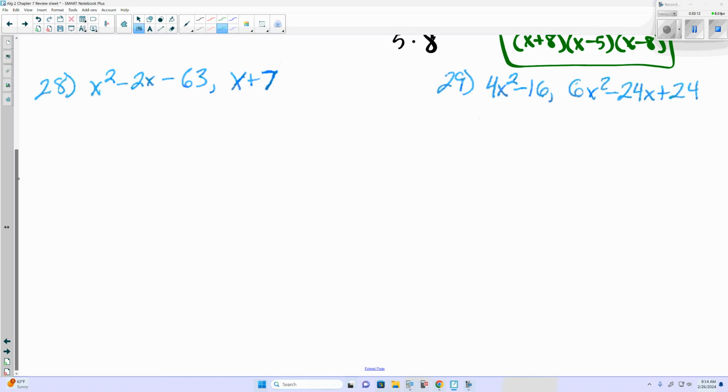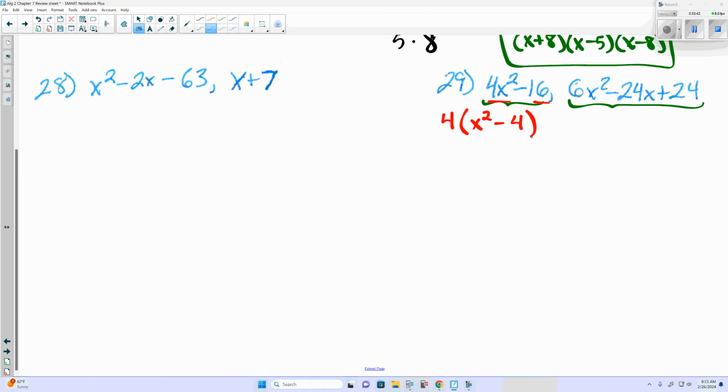I'm going to look at 29 next. So the first thing we need to do is to factor both of these here and go from there. Now we could start off with our 4x squared minus 16. We should always be looking for a greatest common factor between the terms. And 4x squared and 16 have a greatest common factor of 4, leaving us with x squared minus 4.